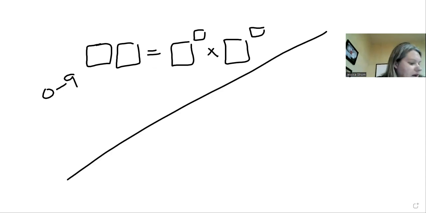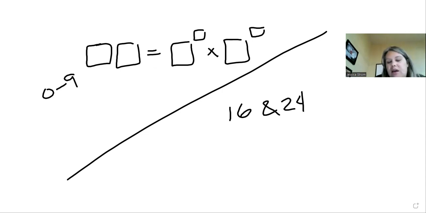The other option is to start looking at 16 and 24, and what factors they have in common, just in general. So the idea is hopefully coming up with the greatest common factor, but to start with, what do they have in common, and then putting those prime factorizations together to create the greatest common factor.